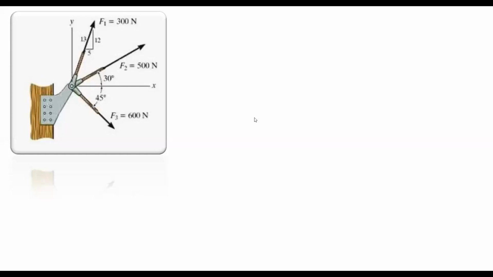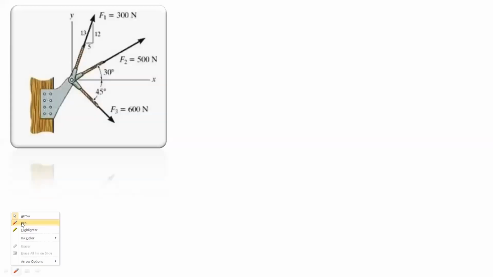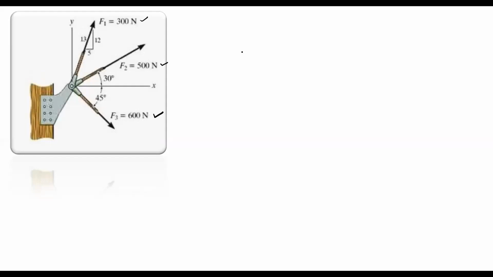So this is the second problem on the resultant of the concurrent force system. The problem statement is: the concurrent force system, which consists of three forces, F1 300 Newton, F2 500 Newton, and F3 600 Newton, is shown in the figure. Basically these concurrent forces are acting on a wall bracket. So this is a bracket which is mounted on the wall.